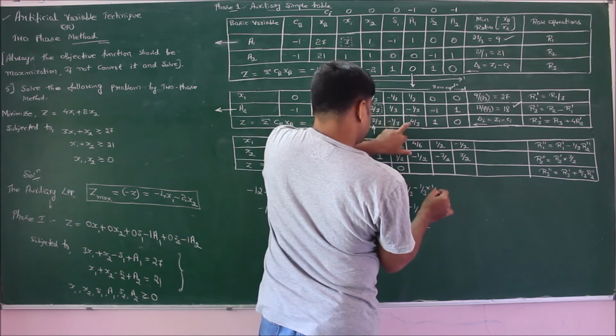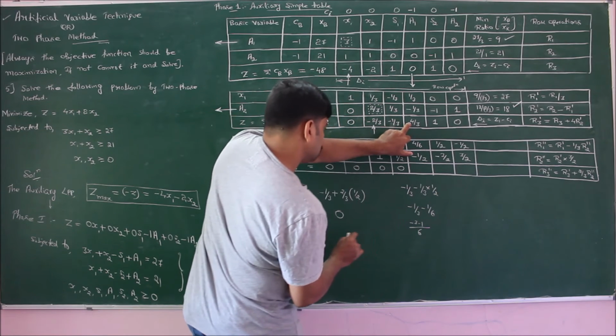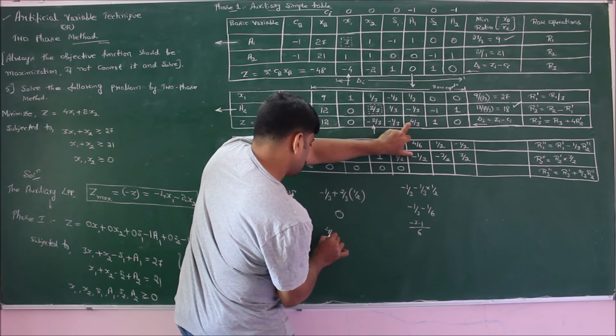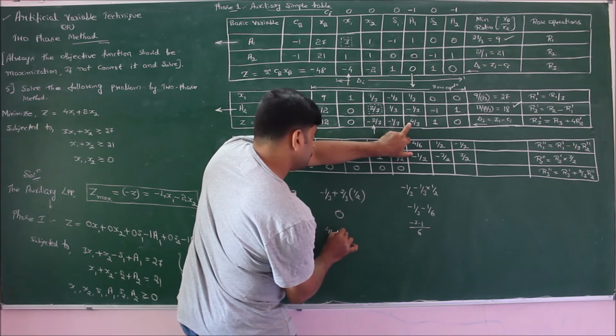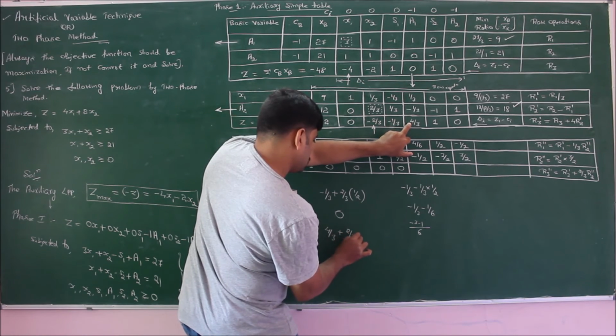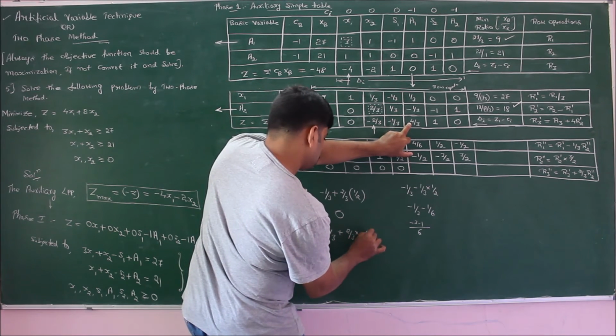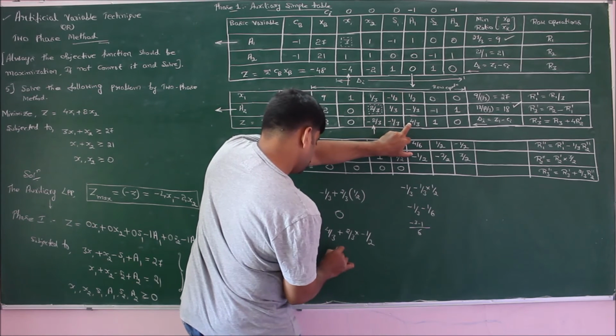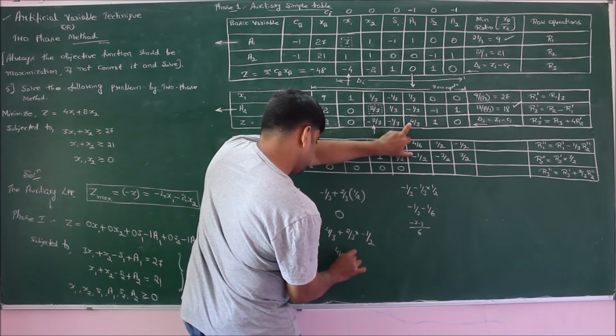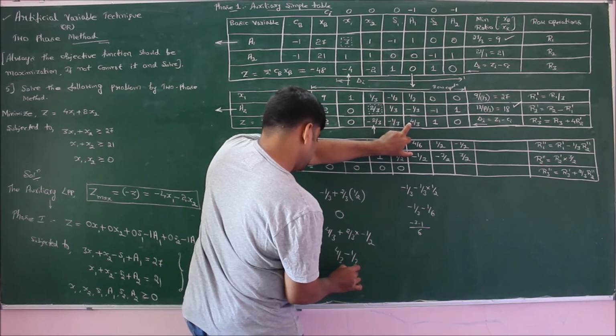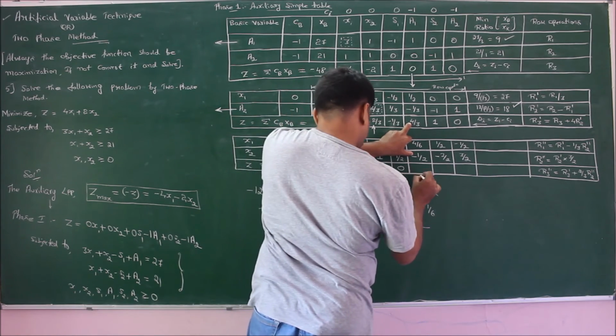Here I have 4 by 3, here I have minus 1 by 2. So therefore 4 by 3 plus 2 by 3 times minus 1 by 2. I'll get 4 by 3 minus 1 by 3. I'll get the value as 1.